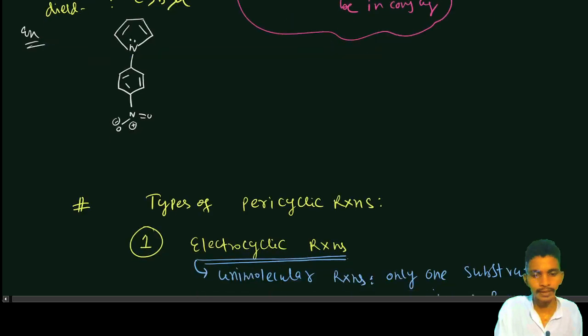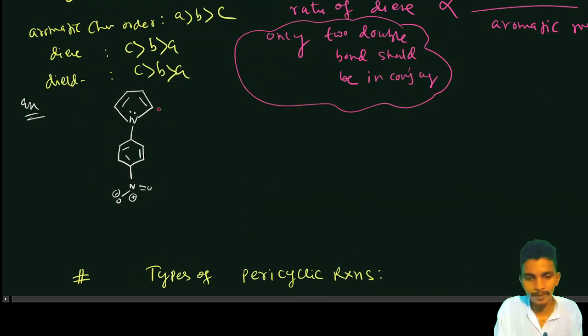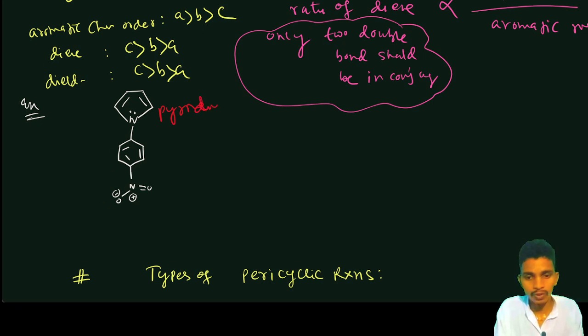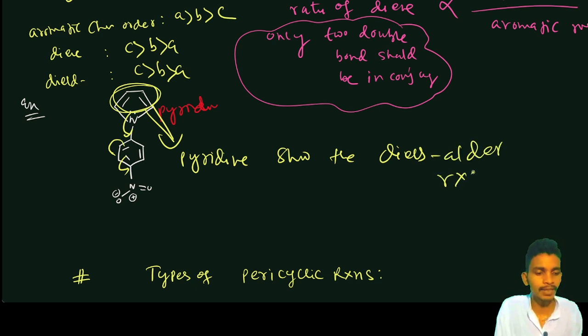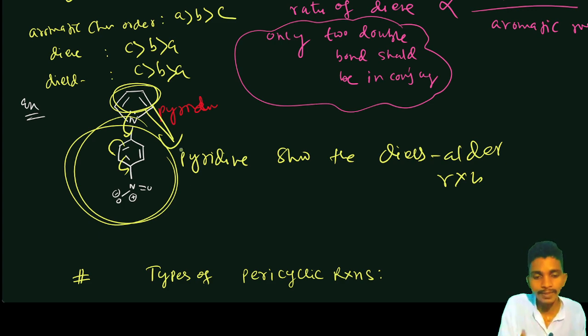And one more thing: if the groups, like this is pyridine, but in the case of pyridine, what we have is that we have given electron donating groups. Due to this, what happens is that this lone pair will go like this. So it means that the double bonds will be present for the Diels Alder reaction. So in this case, pyridine shows the Diels Alder reaction. So it means that if there are highly electron donating groups there, and you are able to separate the two double bonds, and they are in conjugation, then they will show the Diels Alder reactions.